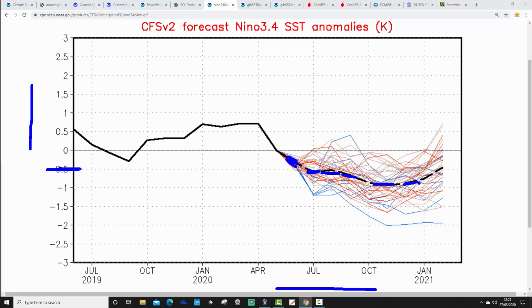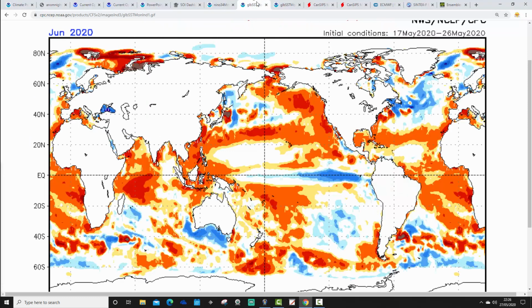It does have to be restated, but the CFS is still only going for a weak La Nina, somewhere around half degree to 1 degree below average. But that does get us to La Nina threshold, albeit a weak one. And as I say, the CFS V2 has been very, very consistent about this.